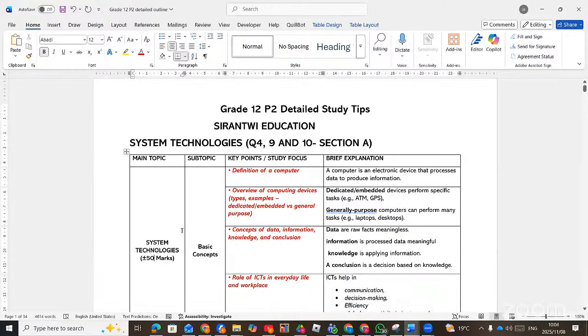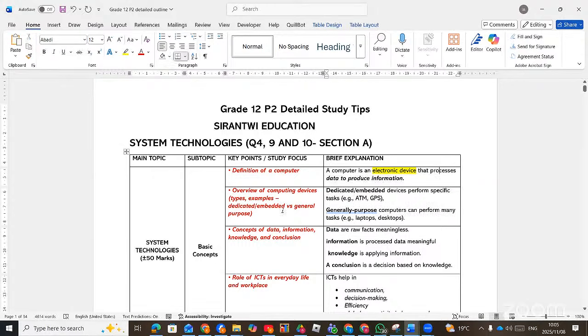Now, the first thing that we should know from system technology is the definition of a computer. From our grade 10, we know that computers are electronic devices. The keywords are very, very important when dealing with the theory concept. Don't forget to always pick the keyword. So in this lesson, I will always be highlighting the keyword for everybody. So now, in this situation, the keyword here is electronic device. That's the definition of a computer that processes data into information. So they process it into information.